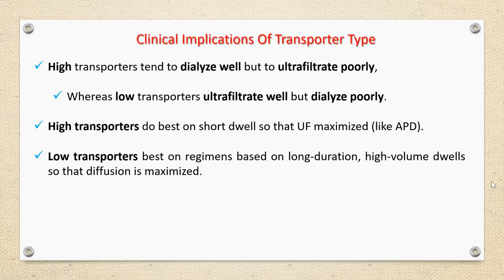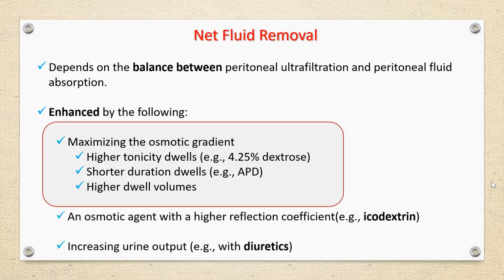Clinical implication of the transporter type. High transporters tend to dialyze well, but ultrafiltrate very poorly. Whereas low transporters ultrafiltrate well, but dialyze very poorly. High transporters do well on a short dwell regimen, so that ultrafiltration is maximized, like APD, and low transporters do well on a regimen based on a long duration, high volume dwell, so that diffusion is maximized.